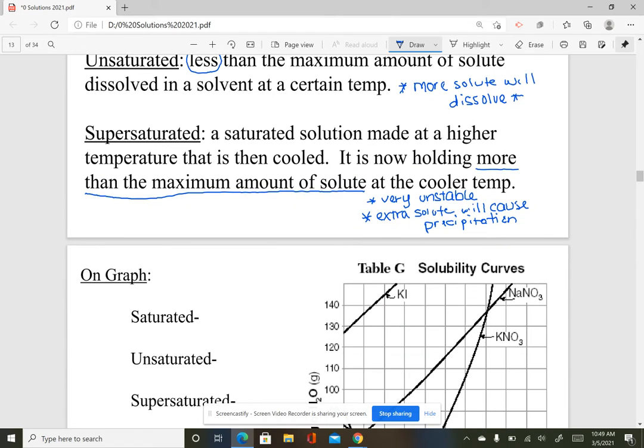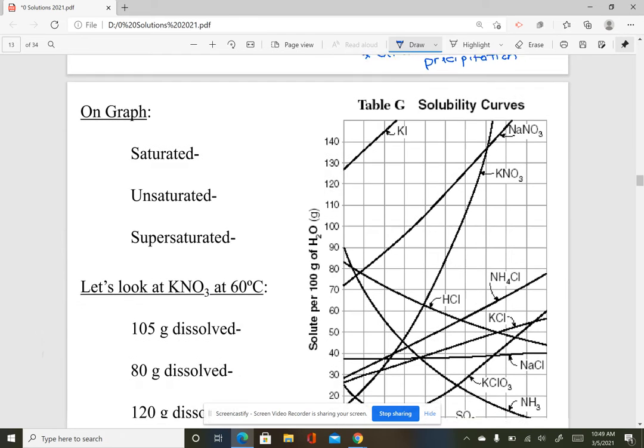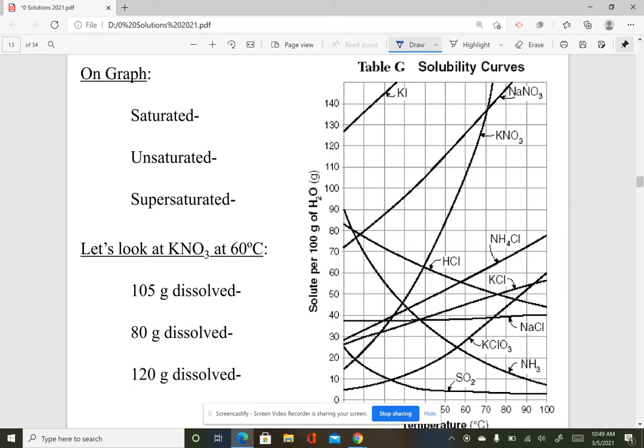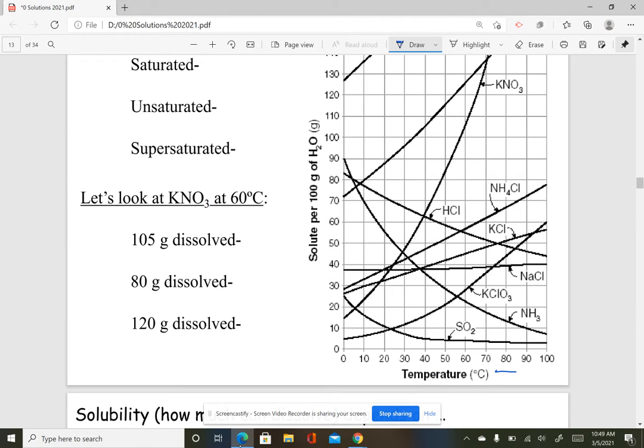Another way to tell what type of solution you have is to look at a solubility curve graph. So in the Regents reference tables, this is table G. And each line on this graph represents a different solute. And it shows you at different temperatures, down here we have the temperature axis, how many grams of each solute can dissolve in 100 grams of water?